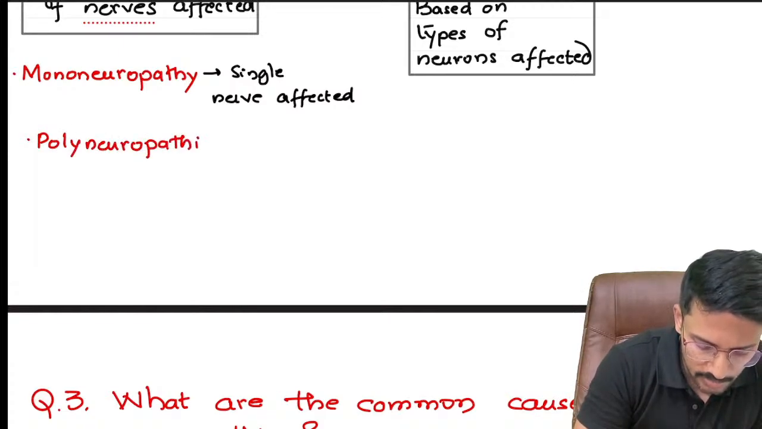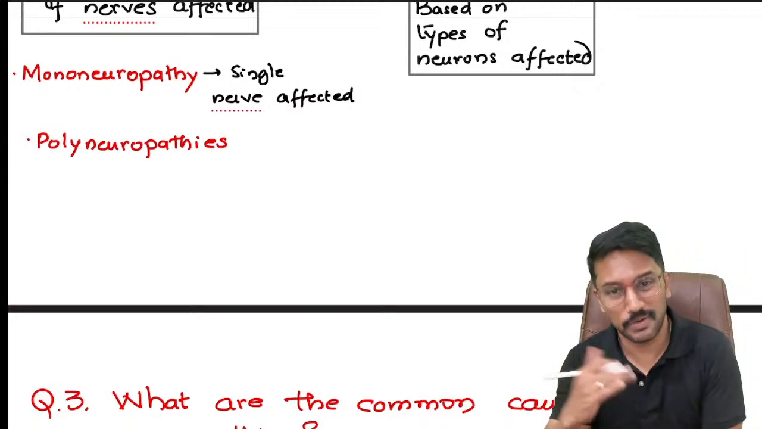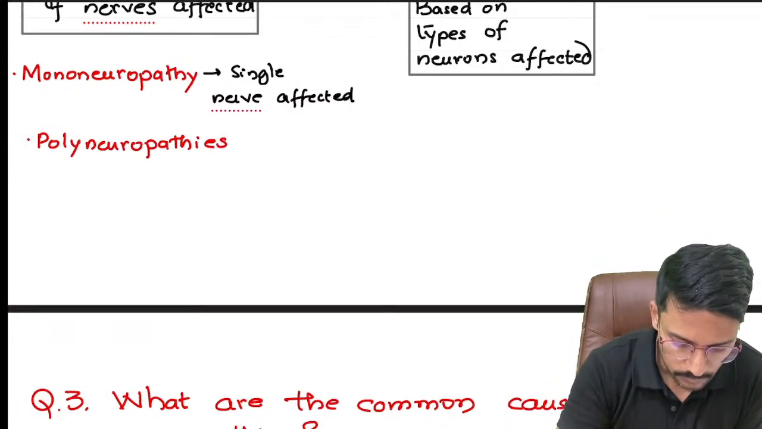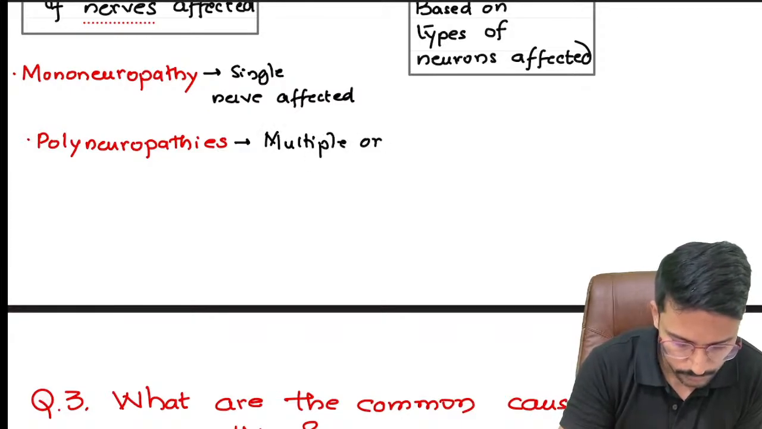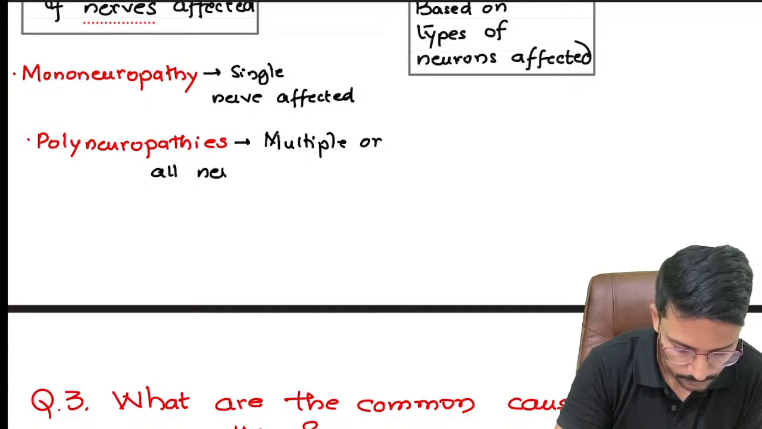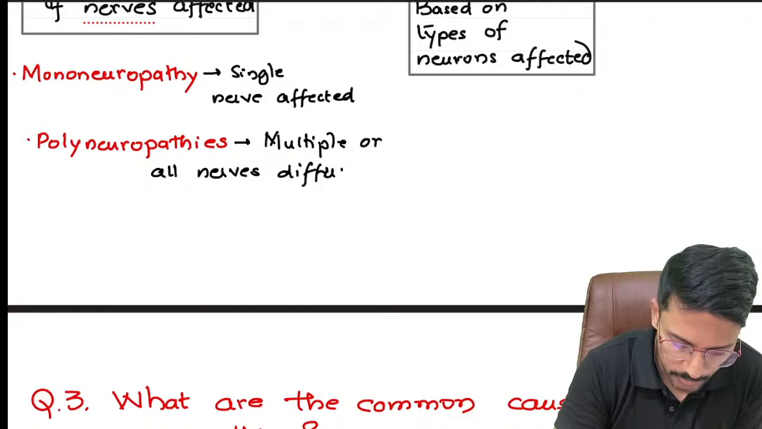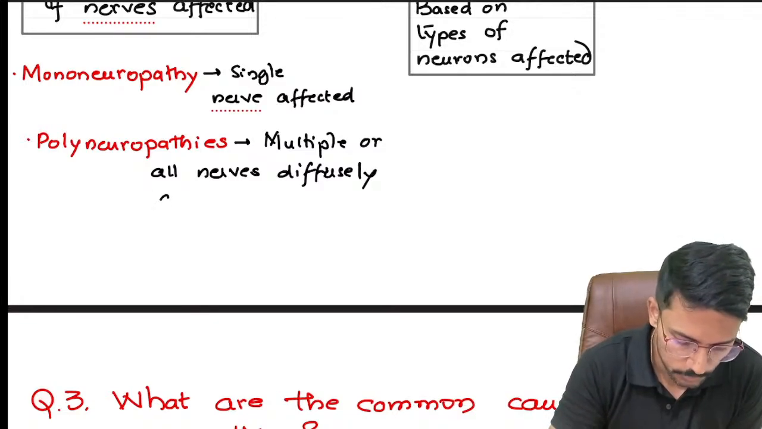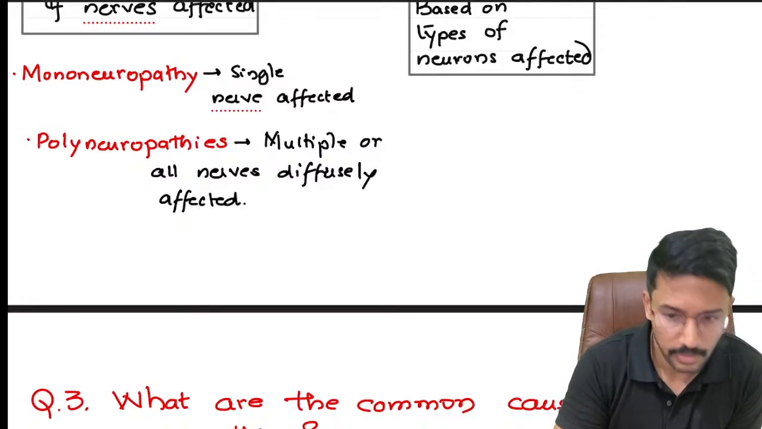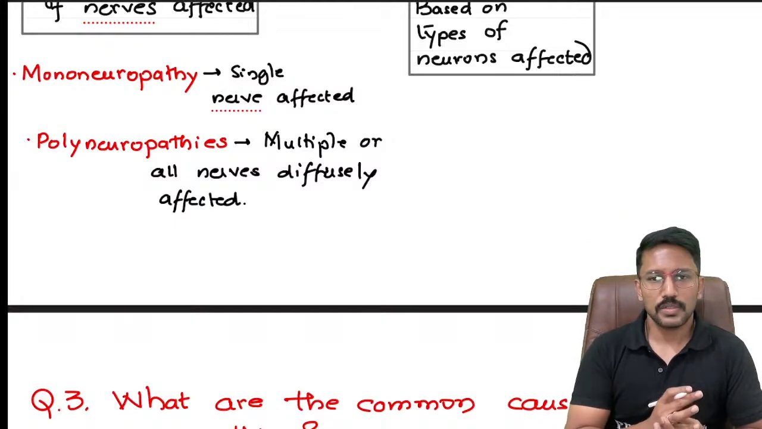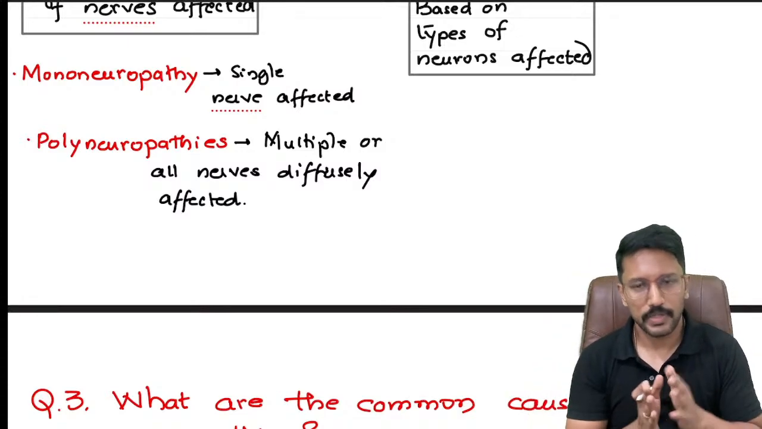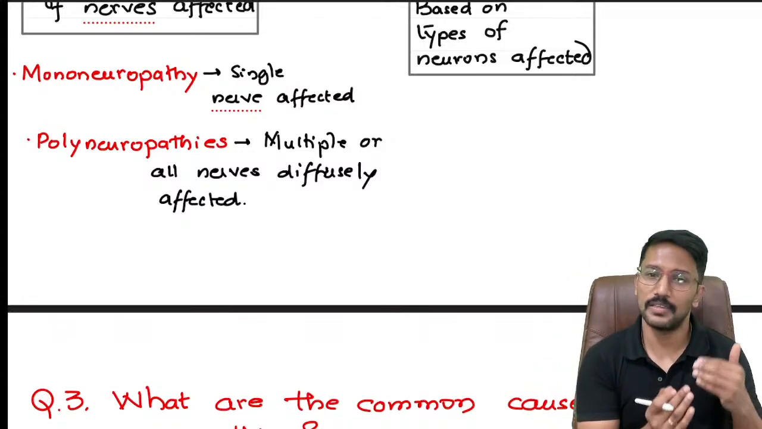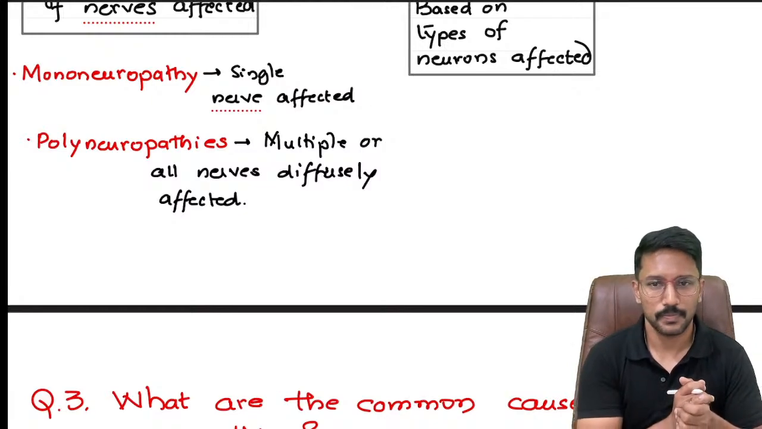Polyneuropathies. Can anybody give me another polyneuropathy example other than diabetes, which we have already discussed? Multiple or all nerves diffusely affected. Means there is no selective involvement of only a few nerves or one nerve. Multiple sclerosis is not a neuropathy, right? Multiple sclerosis is a demyelination of the central nervous system. When we say neuropathy, we are referring to disorders affecting the peripheral nerves or peripheral nervous system.